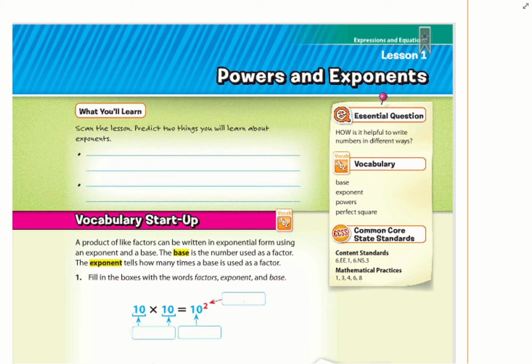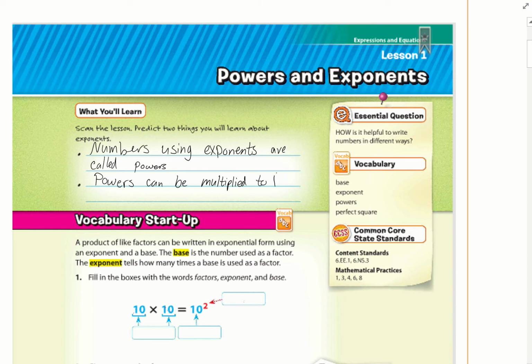So two things is, one is going to be numbers using exponents are called powers. The next thing is powers can be multiplied to find products.